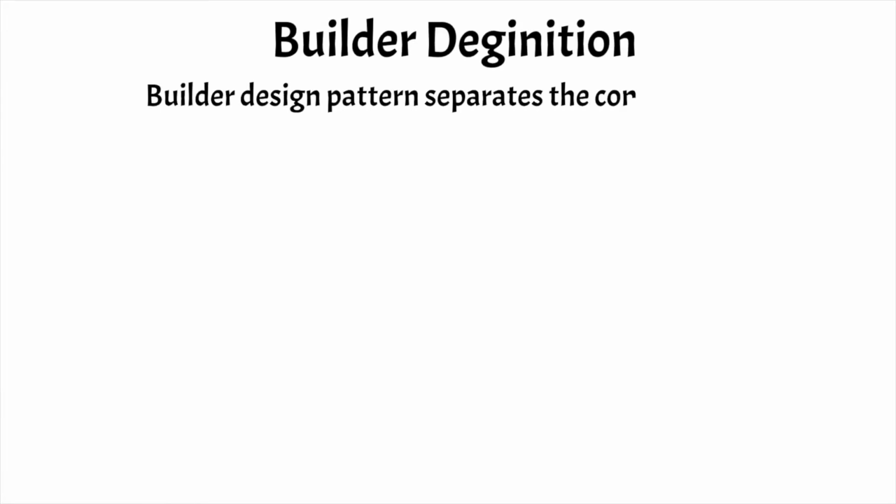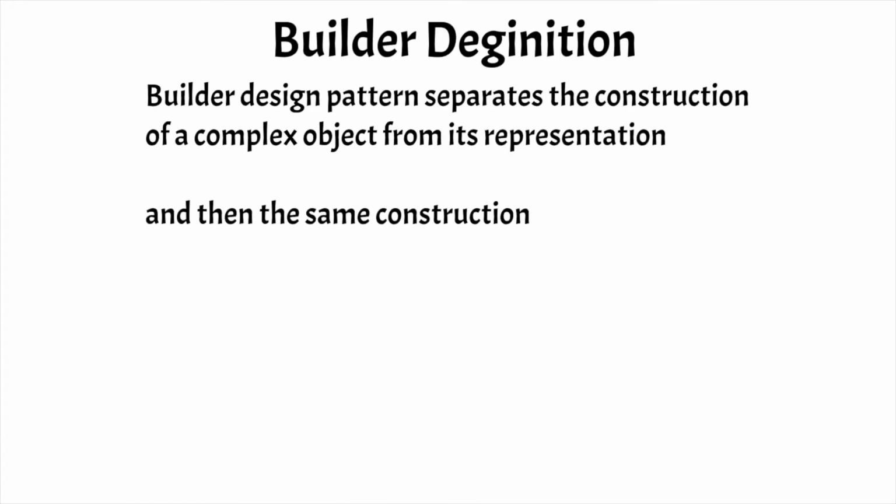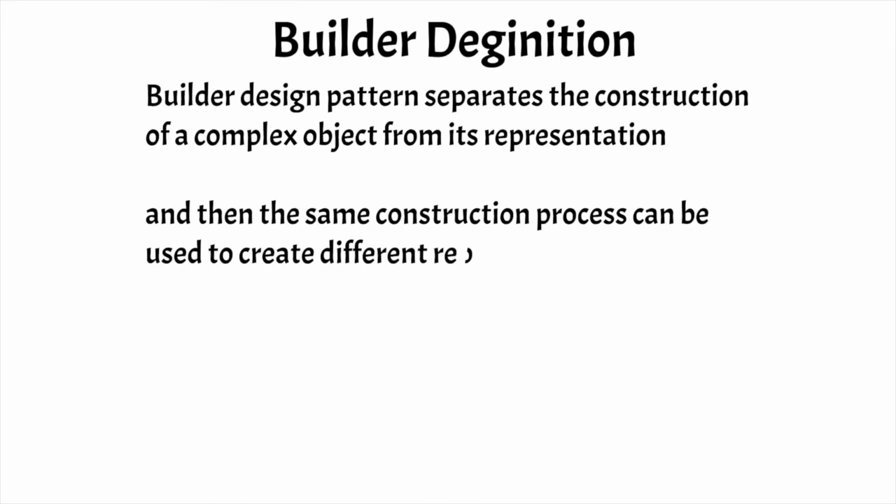So the intent of the builder design pattern is to separate the construction of a complex object from its representation, and by doing that, the same construction process can create different representations. So don't worry if it is not making sense right now. Now let us jump into the editor and start coding our example.